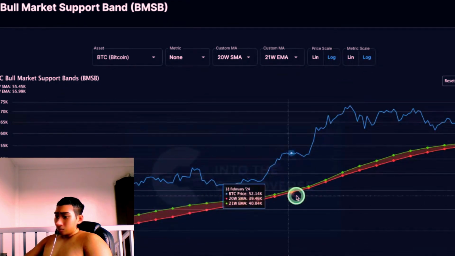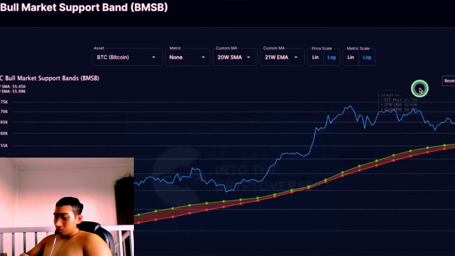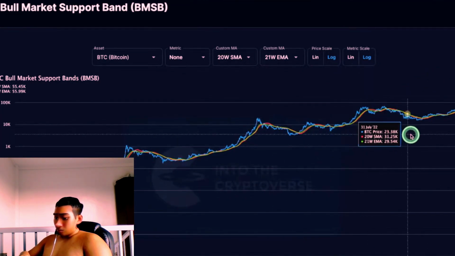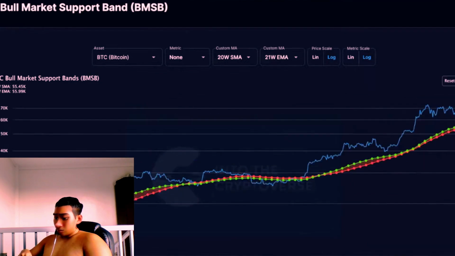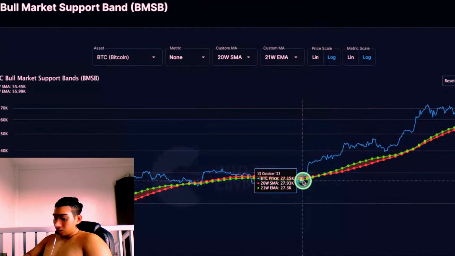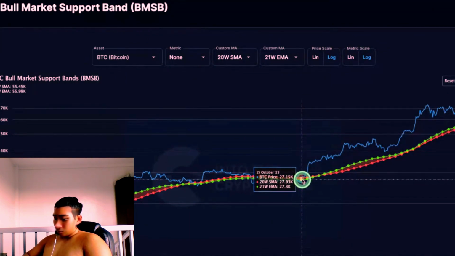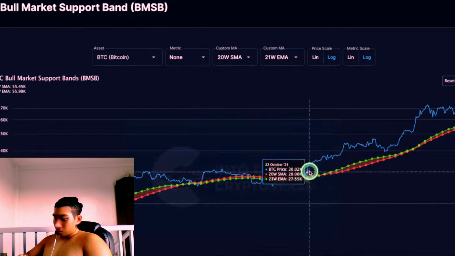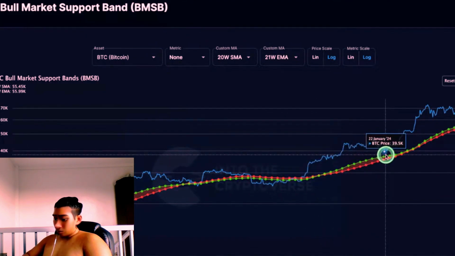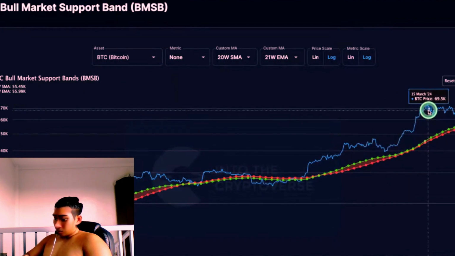It's been very, very, very long since we last tested this bull market support band. Let's actually go and have a look. Let's look at the entirety of the cycle. So we haven't actually tested the bull market support band since leaving it in November of 2023. As soon as we left it in November of 2023, we came very, very close to testing it in January of this year and then rallied straight out of that area. And now we're coming back for the first time.